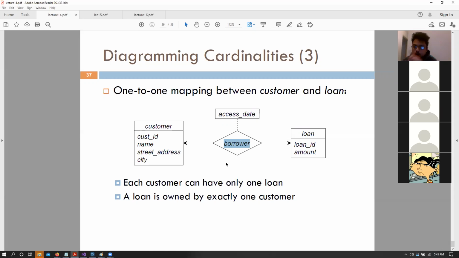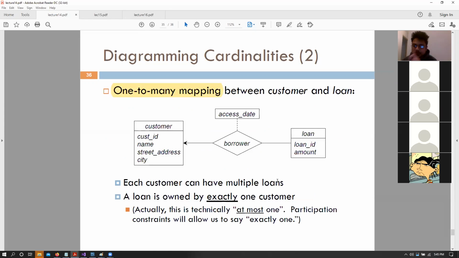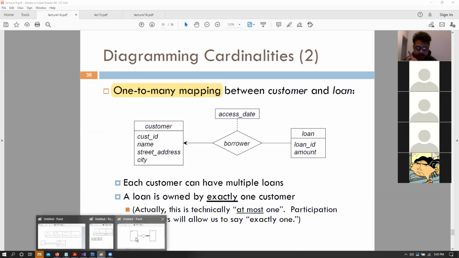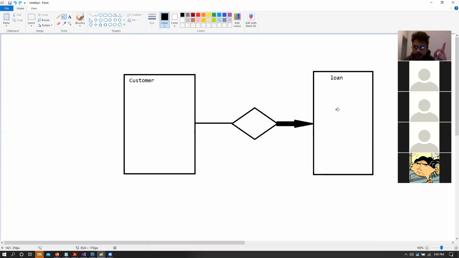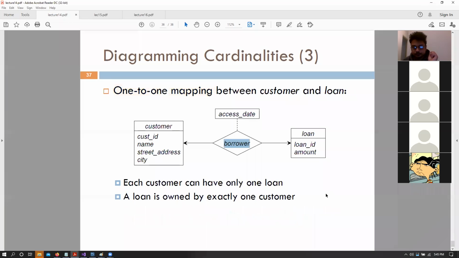And if we want a many-to-many relationship, then essentially it looks something like this without any arrows. If we want a one-to-many relationship, it looks something like this, with the arrow on one side representing the one, and the many side without any arrows. If we want a many-to-one relationship, it would look something like this. The arrow represents one essentially. And if it's a one-to-one relationship, it is arrows on both sides, right? Okay.